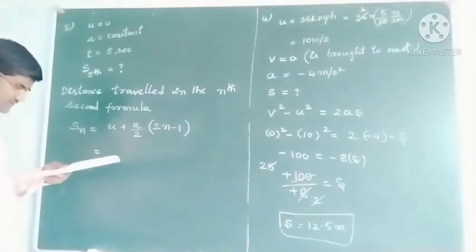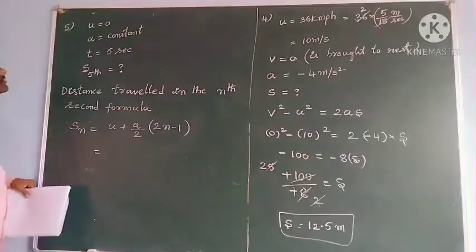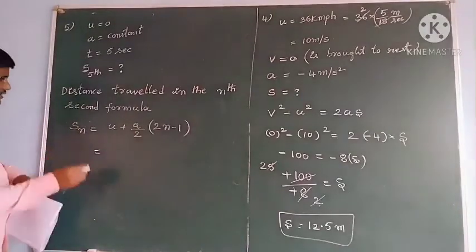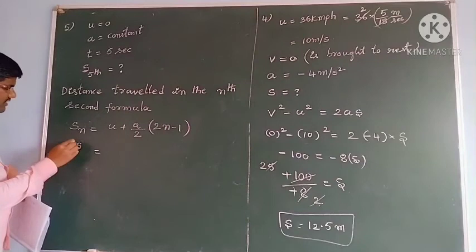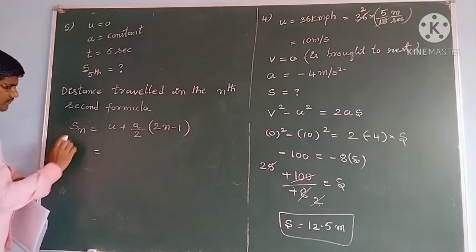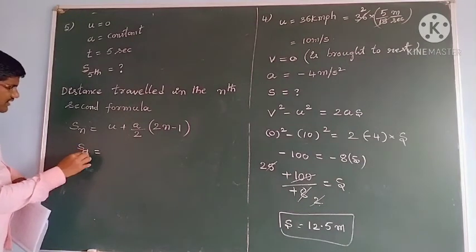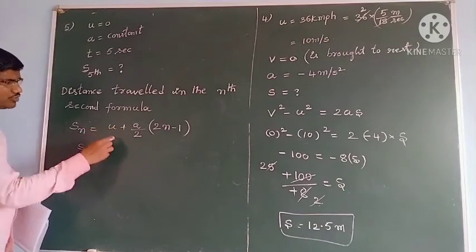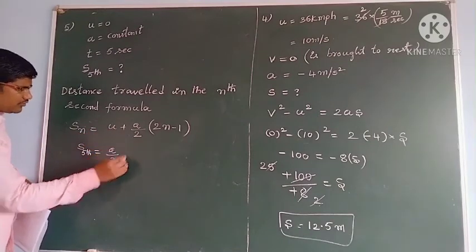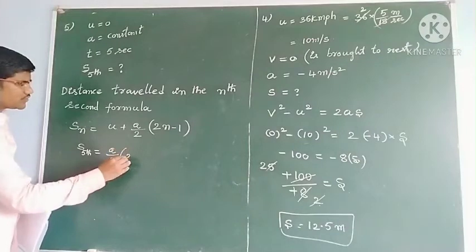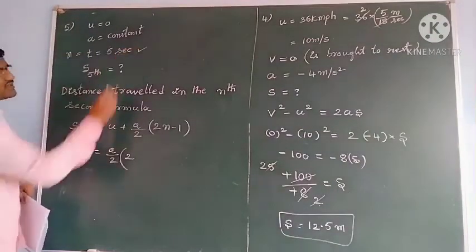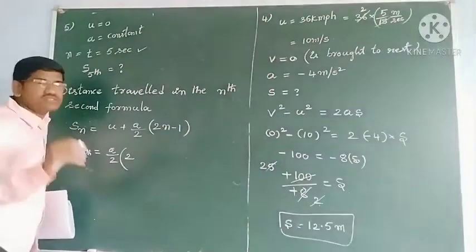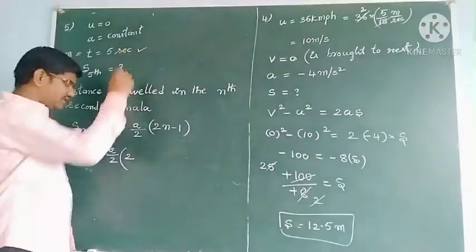Okay students, and we want distance only. So the question mark is the distance travelled in the 5th second. The u value is 0, and we write a by 2 only. Then 2 into n, where n means the number of the second. Which second are you interested in? I am interested in the 5th second.